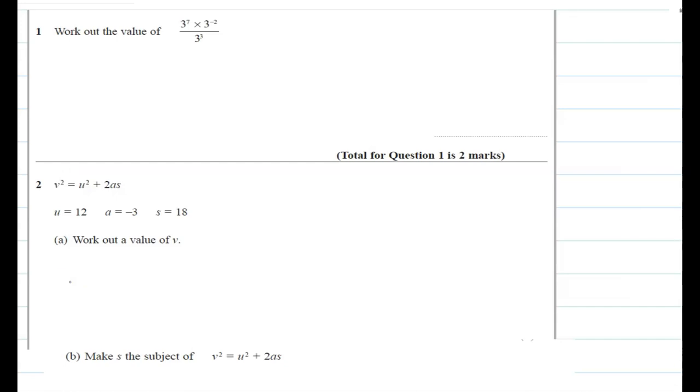If you see the first question, work out the value of 3 to the power 7 divided by 3 to the power minus 2. Using the rule, 7 minus 2 gives 3 to the power 5, and here it is 3 to the power 3. You can apply the division rule. So 3 to the power 5 take away 3 to the power 3 is 3 to the power 2, and the answer will be 9. So here your answer is 9.